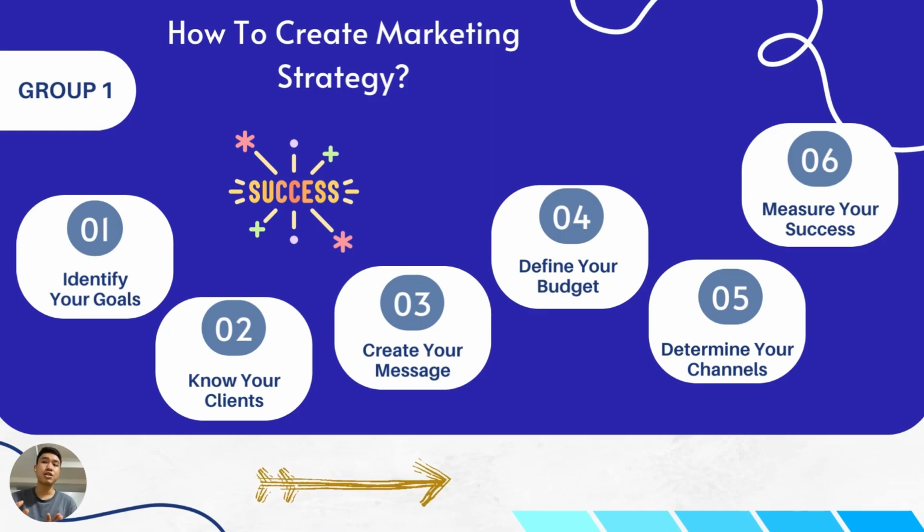The second one is to know your client. Every product or service has an ideal customer, and you should know who they are and where they hang out. If you sell power tools, you will choose marketing channels where general contractors may see your messaging. And the third is to create the message. Now that you know your goals and who you are pitching to, it is time to create your messaging.